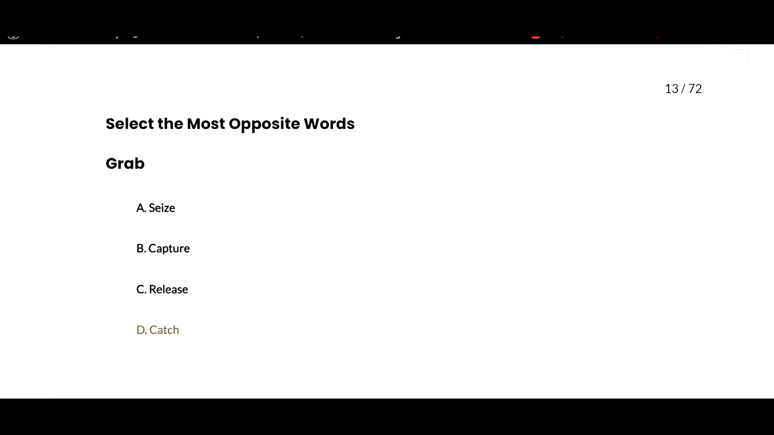The next, in the third and last section, you have to select the opposite words. Antonyms: find the opposite words. Grab means to catch. Seize also means to catch, capture. But release means to let go. So the opposite word for grab is release. So C option is correct.